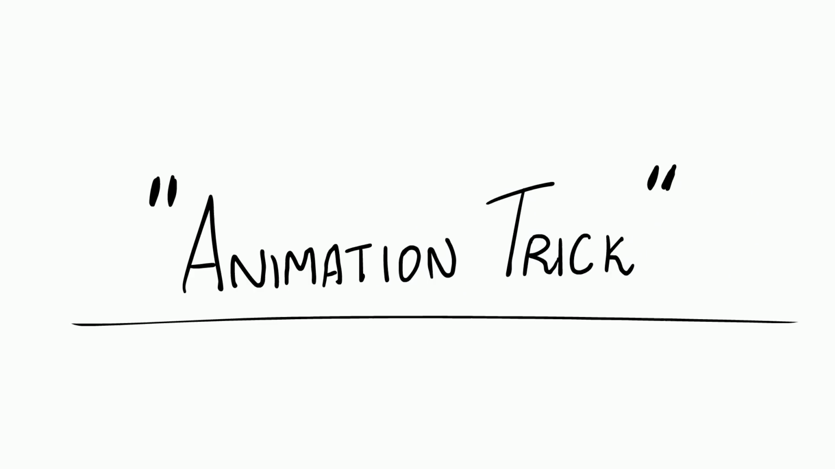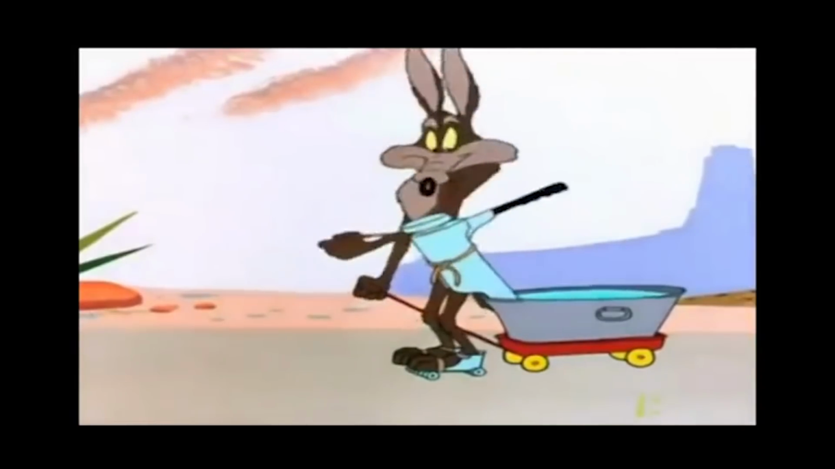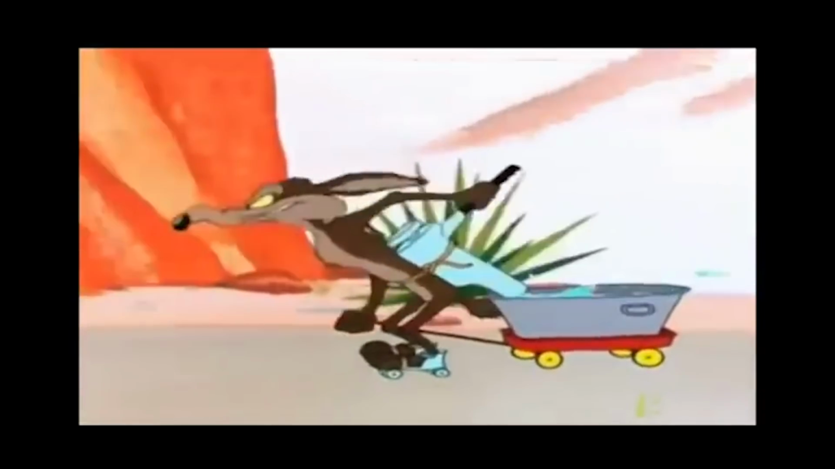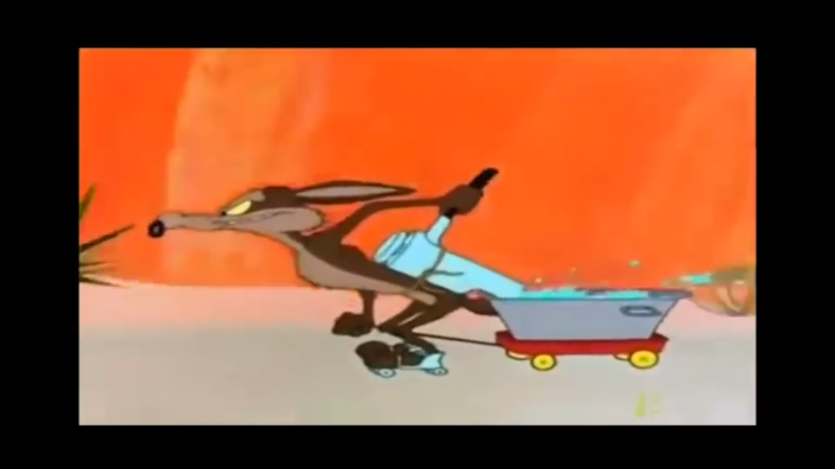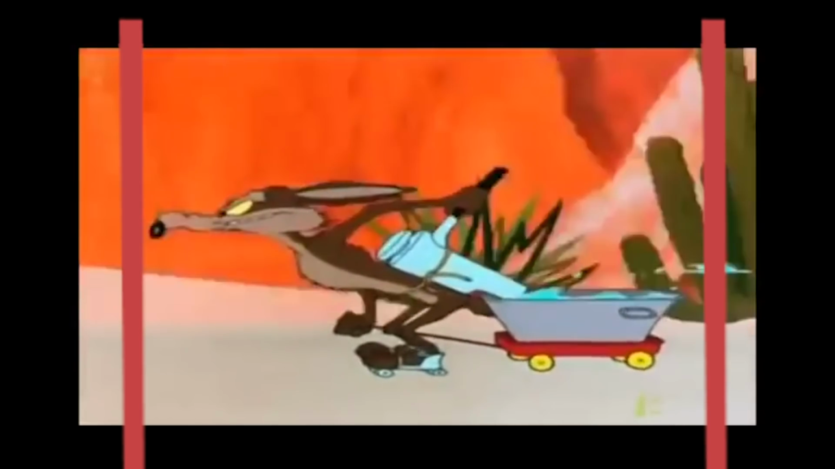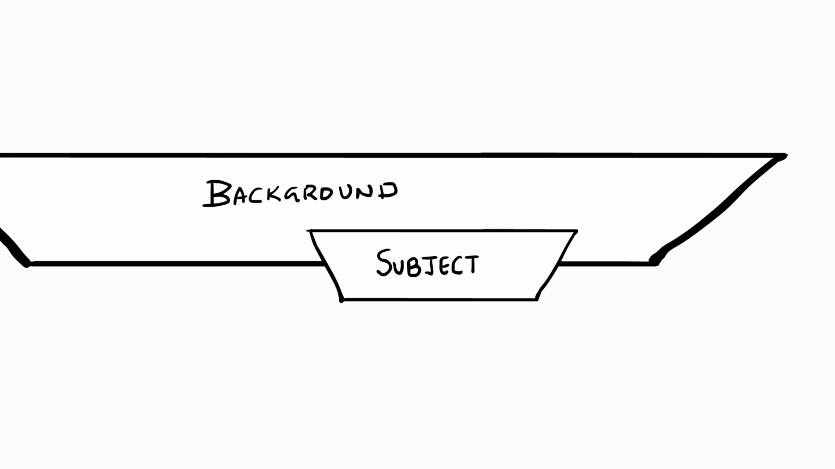To do this, we'll be using a traditional animation trick. Let me show you an example from this Roadrunner show. In this clip, you can see that the subject, being the coyote, is trying to move forward. But if you see the scene from an animation perspective, you can see that the coyote is staying still. He's just in one place of the frame. It gives you an illusion of movement because it's the background that's moving rather than the subject.